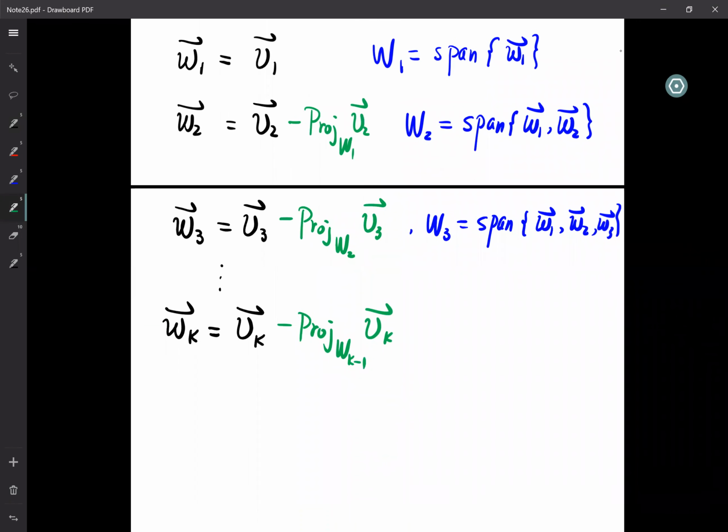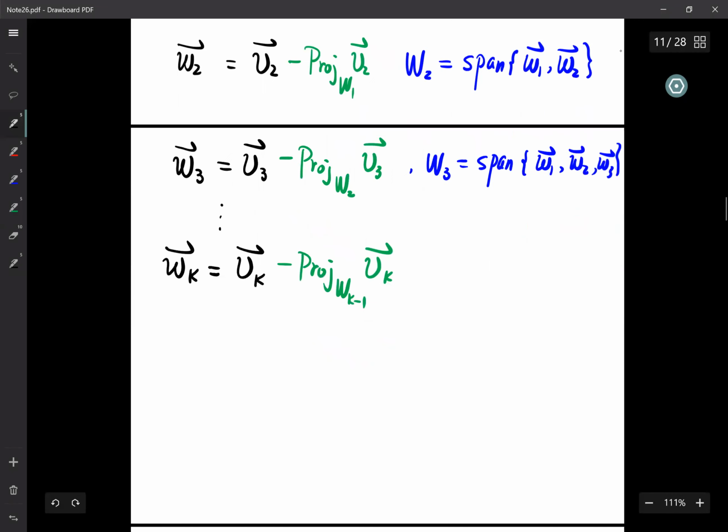Any questions? So this is the well-known Gram-Schmidt process for generating an orthogonal basis. You start from any basis and just apply this Gram-Schmidt procedure, and you will be able to generate an orthogonal basis. Let's take a look at an example.